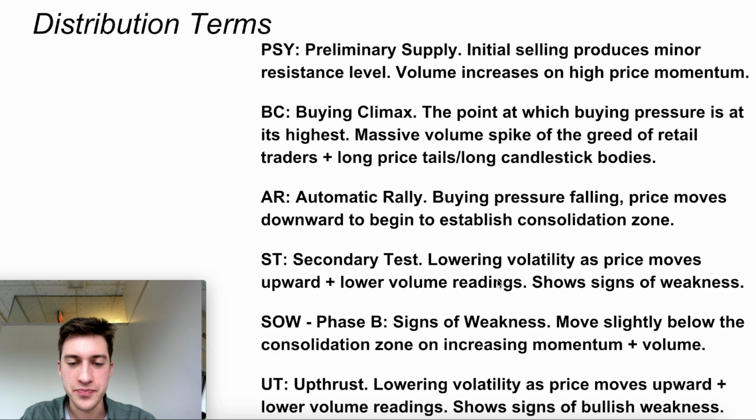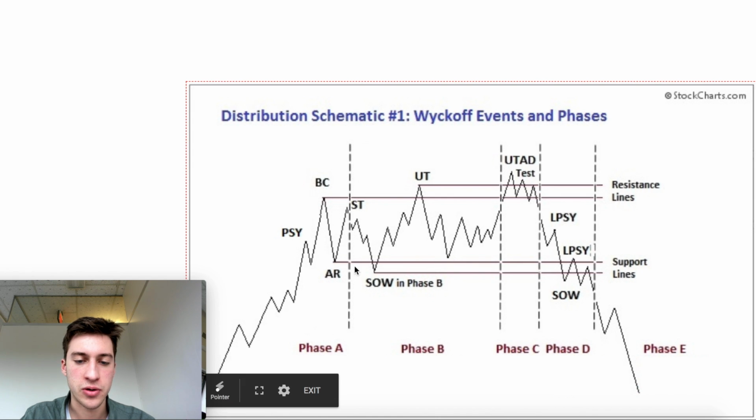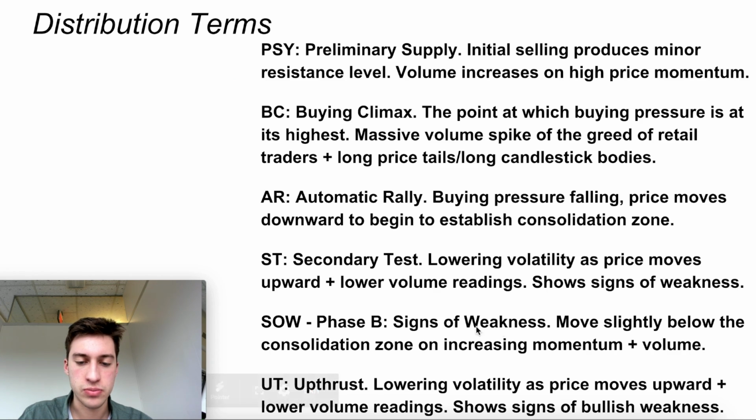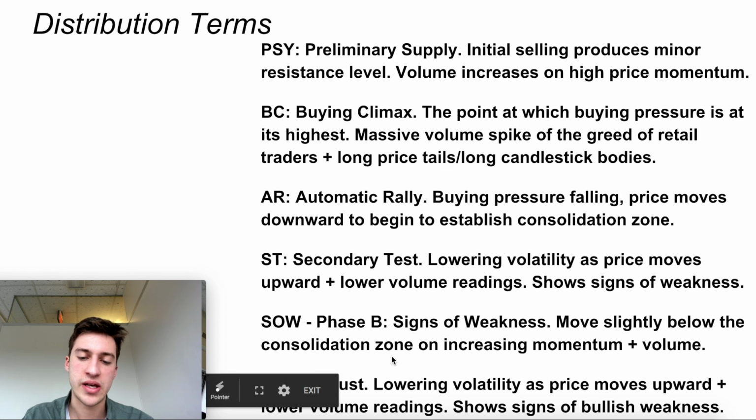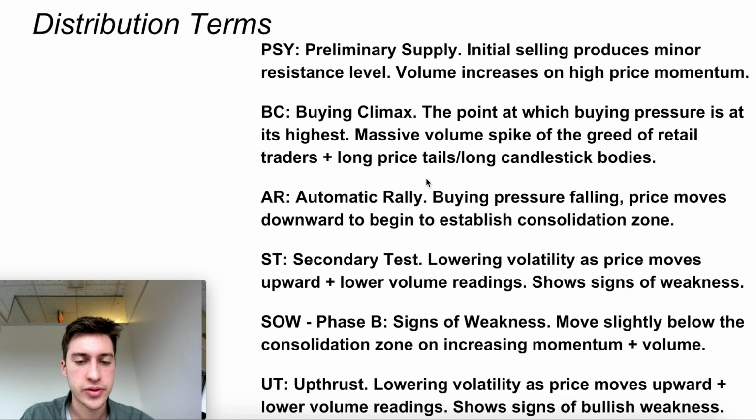Yeah, so that's what the ST is going to be. Then we're going to get the SOW, the signs of weakness. So the SOW in phase B occurs here when we move below the automatic rally. What that's going to be is, like I said here, moving slightly below the consolidation zone on increasing momentum and increasing volume. So that's going to really prime the downtrend before it occurs. And then we're going to move right back up into the trading range before we get the upthrust.